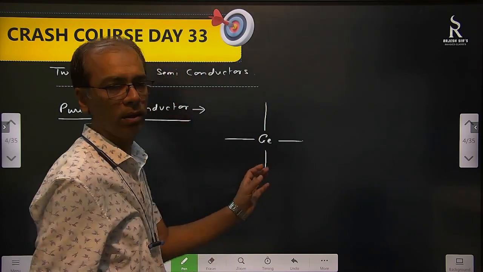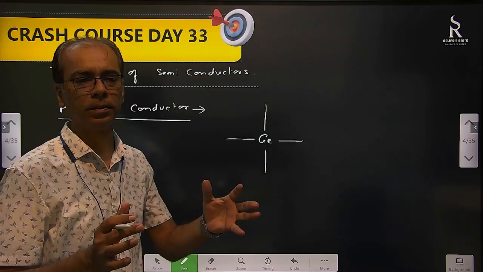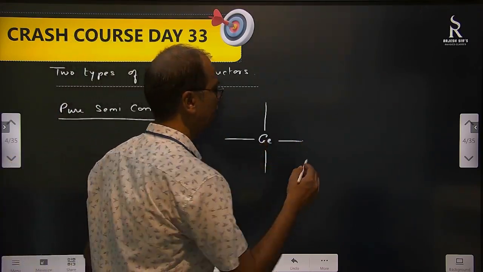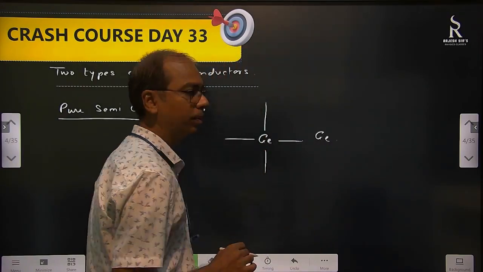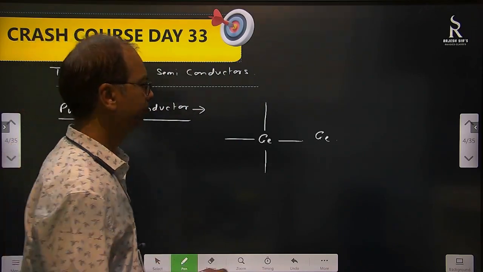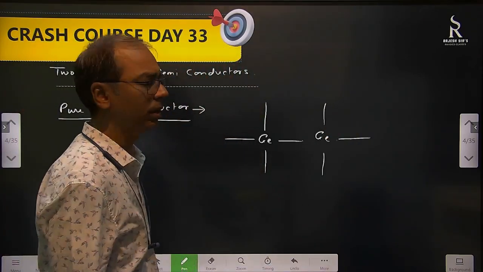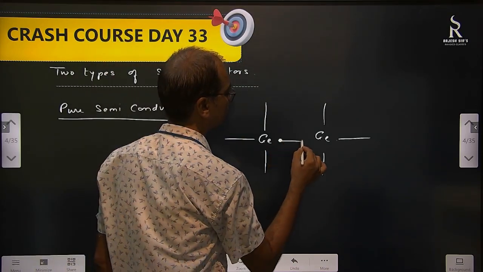It will have bonding with the next germanium because you have a crystal. A crystal of germanium, so on this side also germanium will be there. So what will happen if we heat this crystal? Suppose from here these 2 electrons which are here.